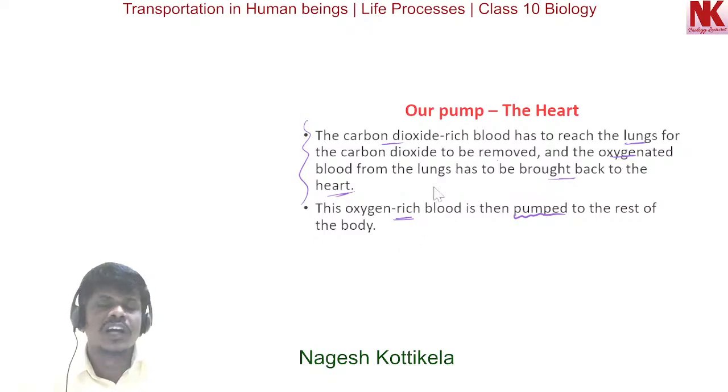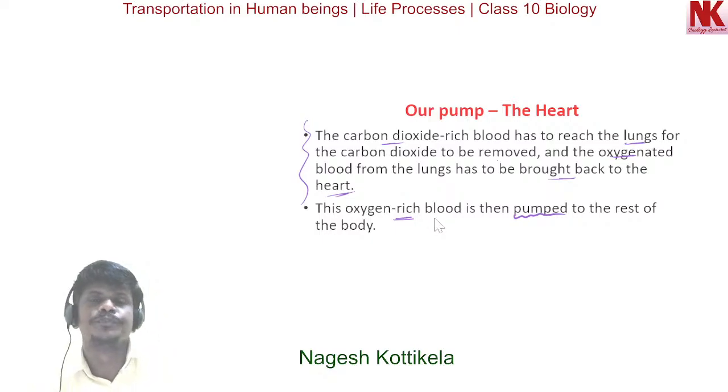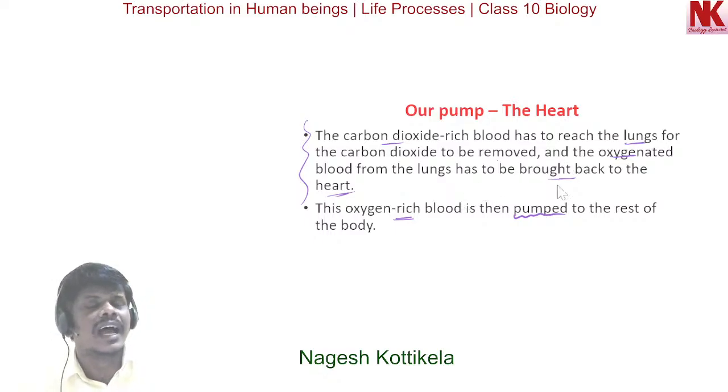Deoxygenated blood from different parts of the body is brought to the heart, and from there it is carried to the lungs. And the oxygenated blood from the lungs is carried to the heart, and from the heart it is carried to different parts of the body.